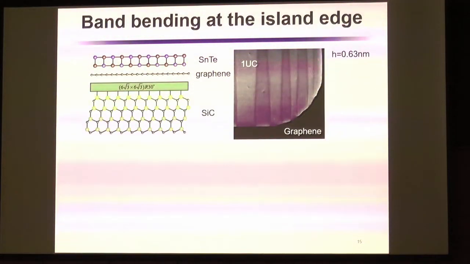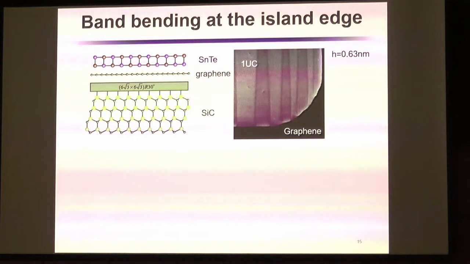So now let's focus on just one layer thickness, just 1 unit cell, which is only 0.63 nanometers. This is what we got. From the STM images, we can see stripe structures directly on the thin films. That reminds us that maybe these are domain structures. And if you look carefully, you can see that at the edges of this island, the color is also different.